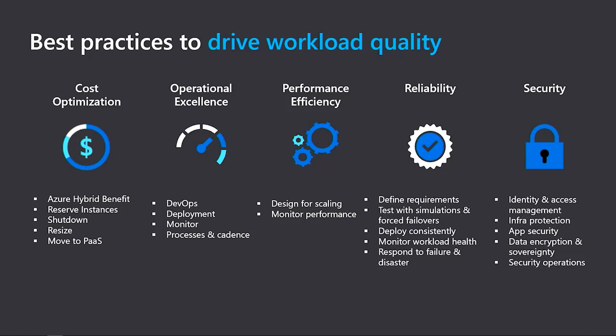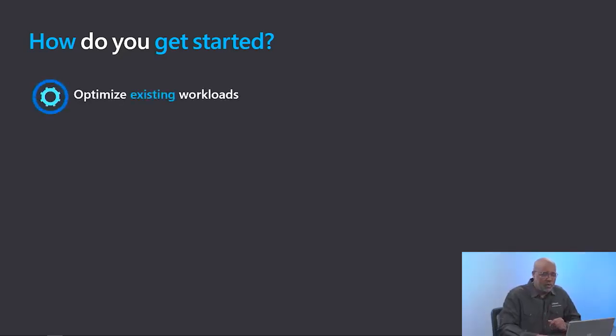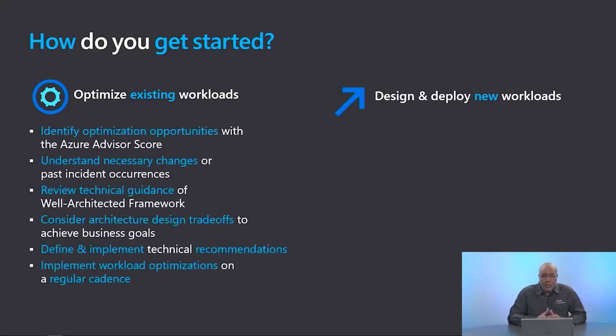So how do we get started optimizing existing workloads and designing and deploying new workloads? How do you get started? Microsoft has several tools that you can use to optimize the quality of deployed workloads and align that quality across new workload designs and deployments as well. There are many tools and technical guidance that we can provide for you in several categories. In terms of optimizing existing workloads and designing and deploying for new workloads, here are some of the tools you can use for optimizing existing workloads.